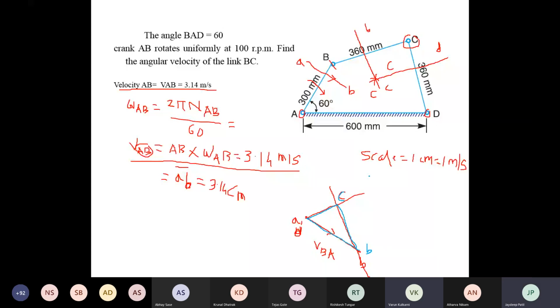Now you have to draw the third vector from the fixed point. In that case, there are two fixed points, A and D. Both you have to locate at the same location.